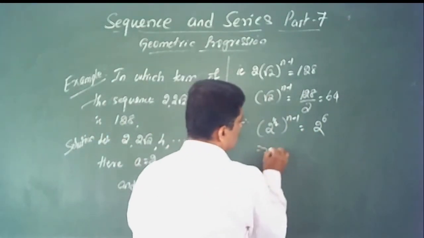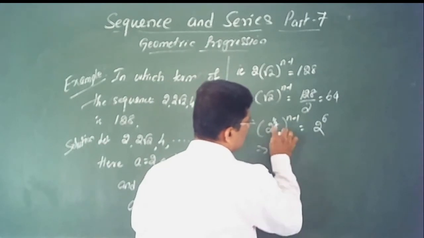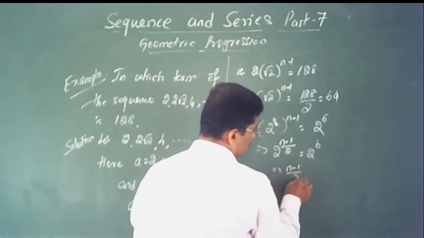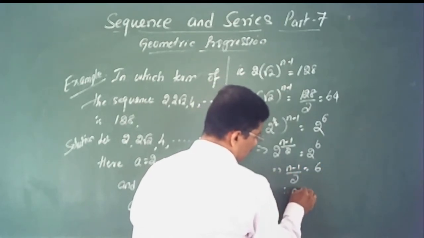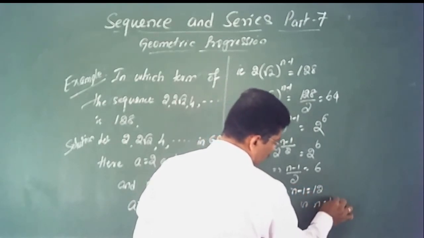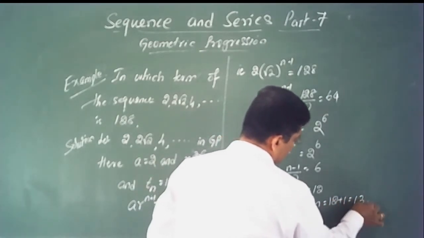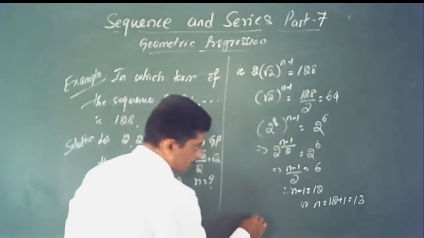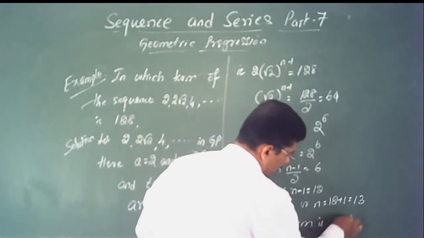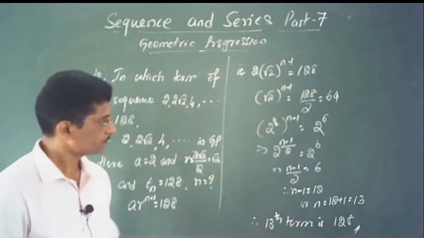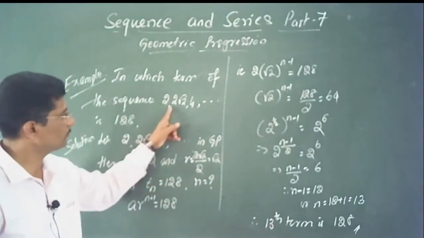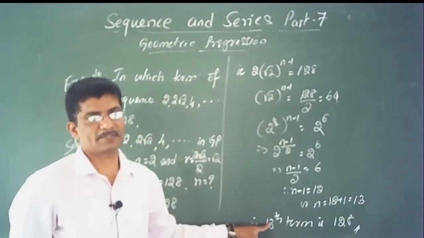It implies 2 raised to (n minus 1) by 2, again using law of indices, its value is 2 raised to 6. It means (n minus 1) by 2 is equal to 6. Therefore, n minus 1 is equal to 12, or you say that n is equal to 12 plus 1, its value is 13. It means, therefore, you come to the conclusion that the 13th term is 128. This one is just using law of indices. ಎಷ್ಟನೇ ಟರ್ಮ್ ಆಗಿರುತ್ತೆ 128? ಈ ಸೀಕ್ವೆನ್ಸ್ ಅಲ್ಲಿ is the 13th term.